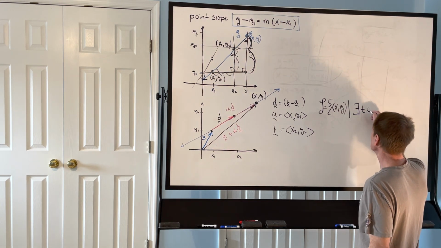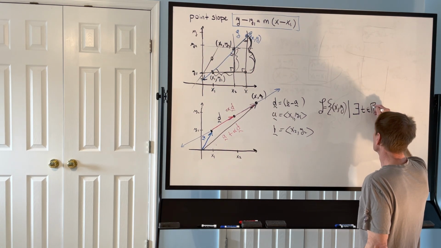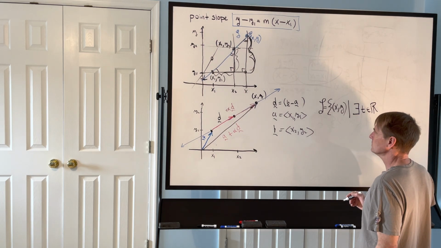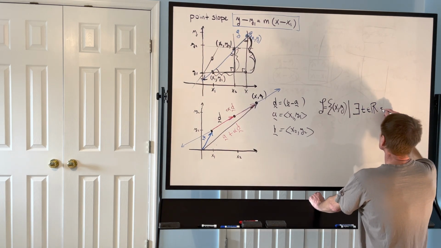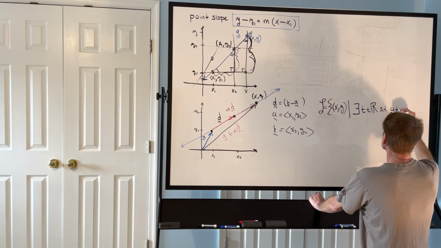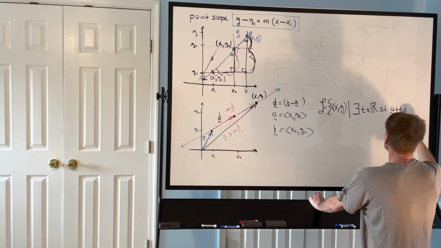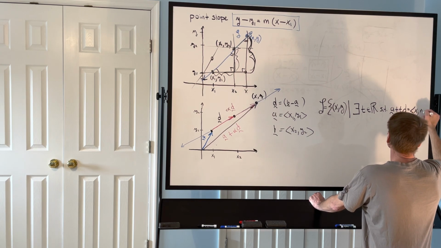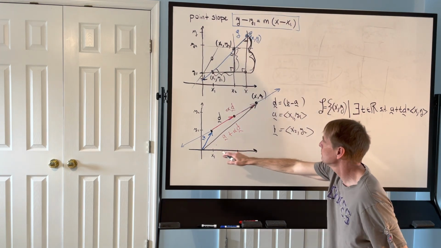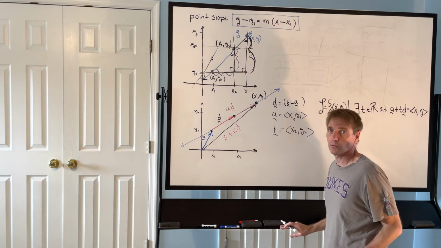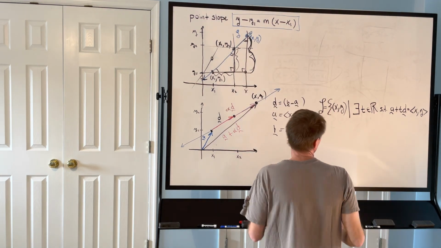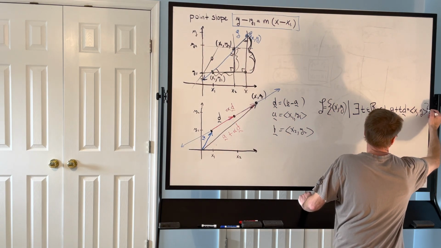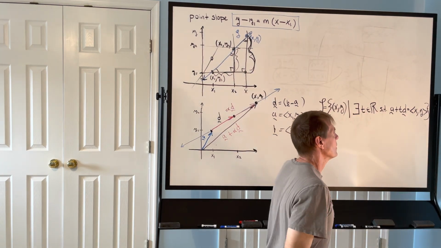There exists a t that's an element of the real numbers such that a plus td equals the vector that's pointing to xy. And you're like, Dr. One, I'm getting confused.